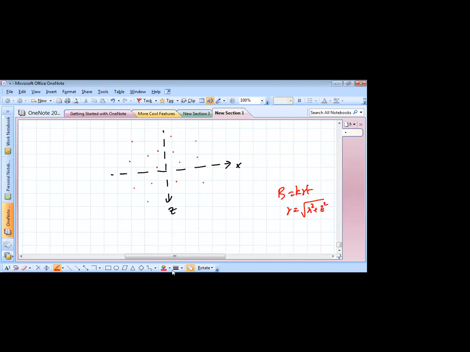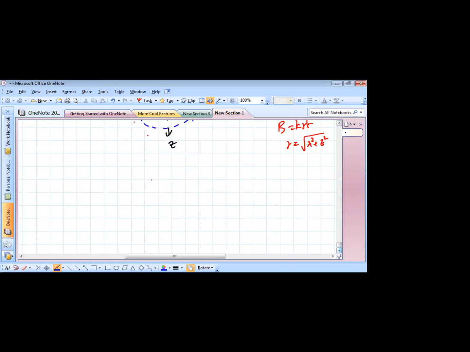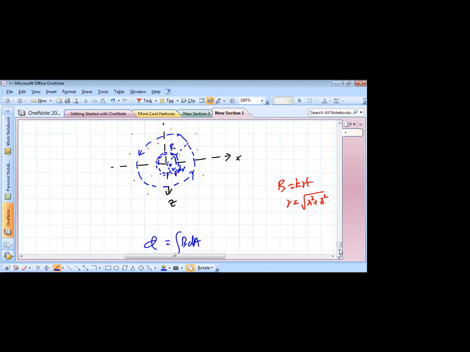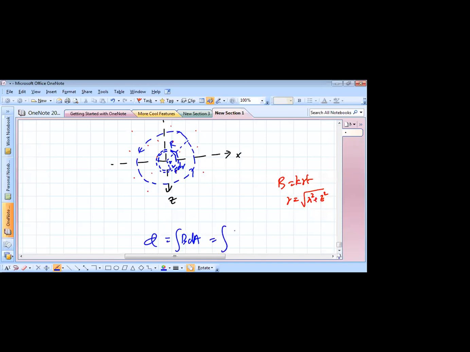Now if I consider an imaginary circular loop like this, anti-clockwise, of radius some capital R, let's say, how much will the flux be? The flux will be the integration of B dA. To consider that, we'll have to take the area element as a ring of radius r and thickness dr. So it will be B, which is krt, times the area of such a ring, which is 2 pi r dr, integrated from r equal to 0 to r equal to capital R.